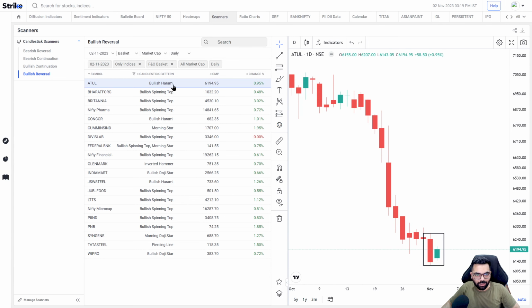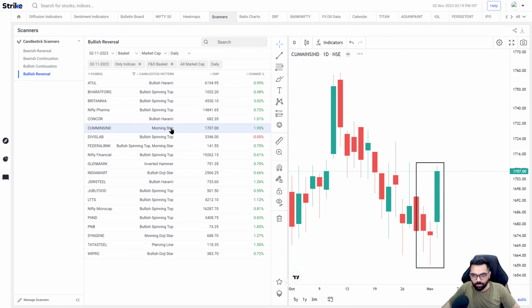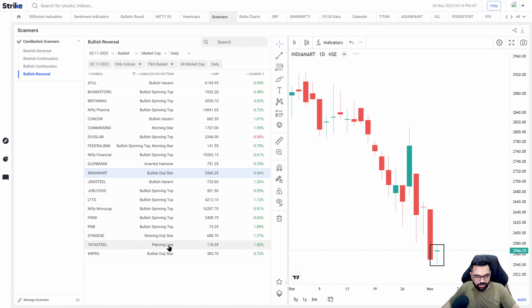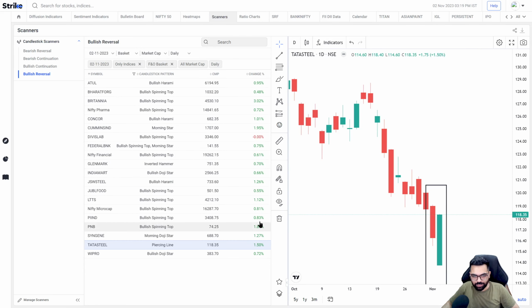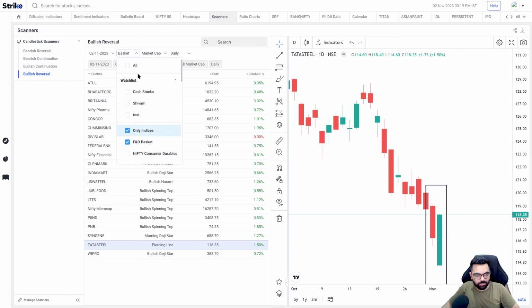So you can see patterns like bullish harami, bullish spinning top, a morning star, and even bullish doji star and piercing line. All sorts of patterns are getting captured here and it is getting highlighted on the chart also for ease of understanding.